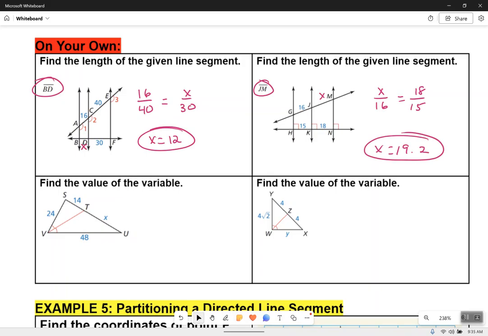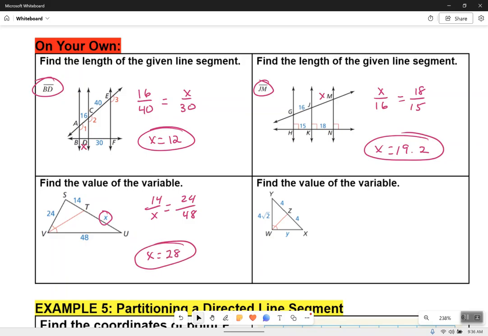Find the value of the variable. So we're looking for X down here. How about a proportion, Kenny? Yep. How many agree with Kenny's proportion here, given that angle bisector? Absolutely. Kenny, what'd you get for a solution? Good.